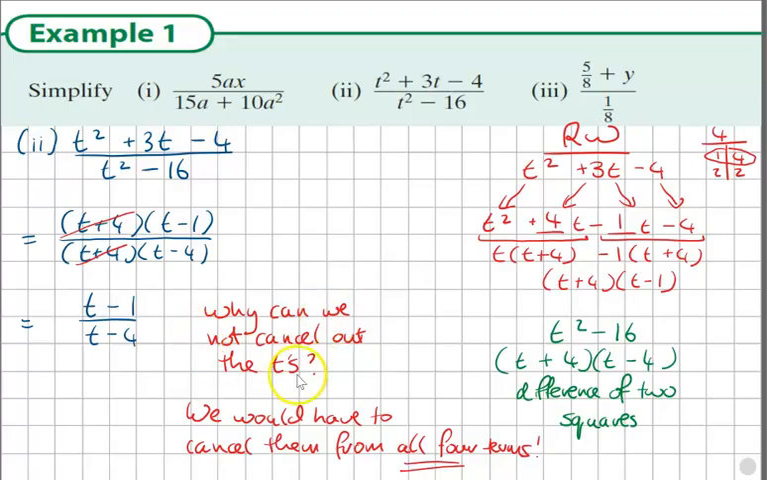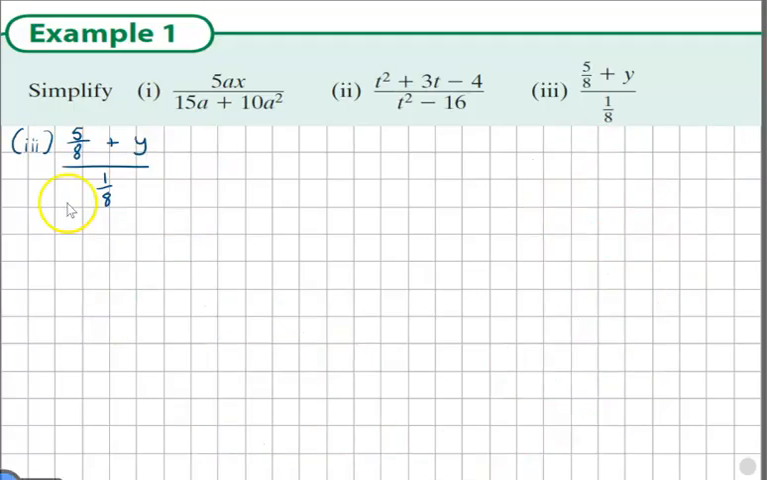Why can we not cancel out the t's? So why can we not cancel out these two t's here? We would have to cancel them from all 4 terms. So if the minus 1 had a t stuck onto it, or the minus 4 had a t stuck onto it, then we could cancel all the t's. But technically what you have here is 4 separate terms. You've got t, minus 1, t, and minus 4. So in order to cancel out the t's, you have to cancel them from each and every term. So all 4 terms have to have a common factor that you can cancel.